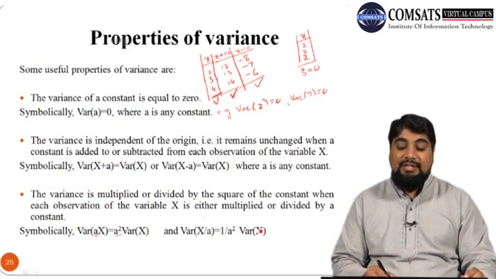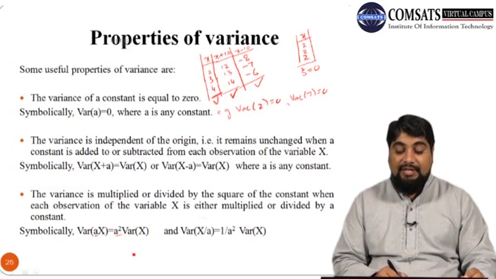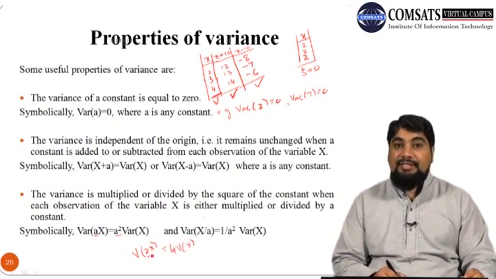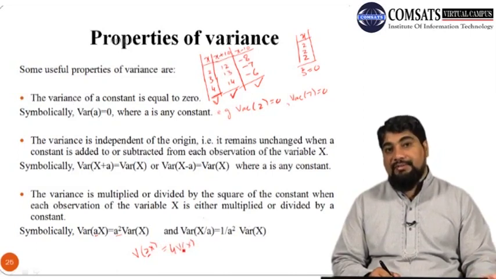So if a constant is multiplied with a variable, then the variance of a times x will be a square times variance of x. Or if we have variance of 2x, it will be 4 times variance of x. Why? Because this constant is taken outside and it will be in squared form. So 2 square is 4. So I have used V for variance. You can use VAR or only V as well.